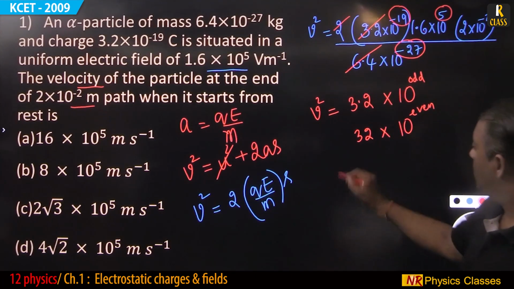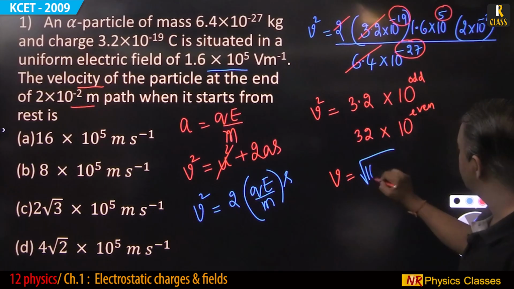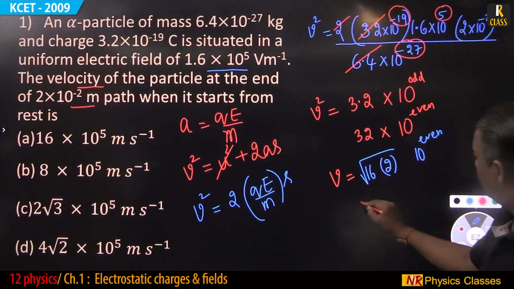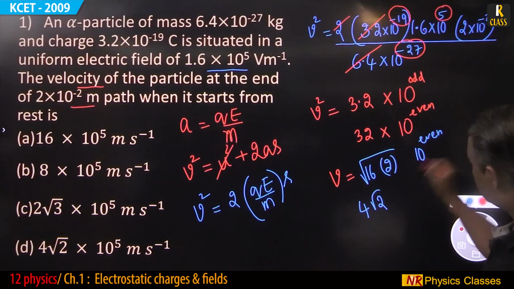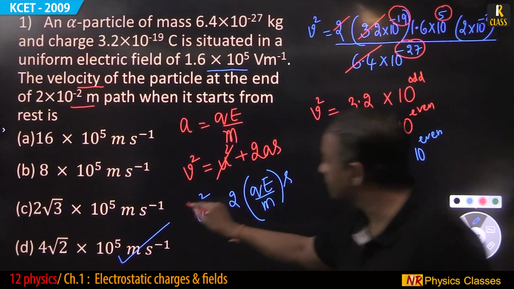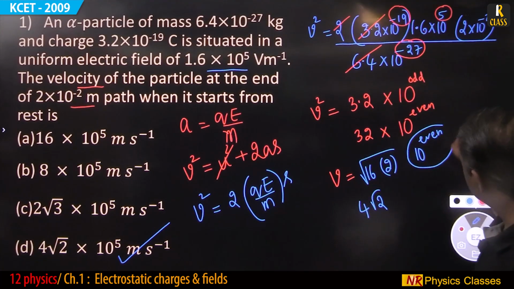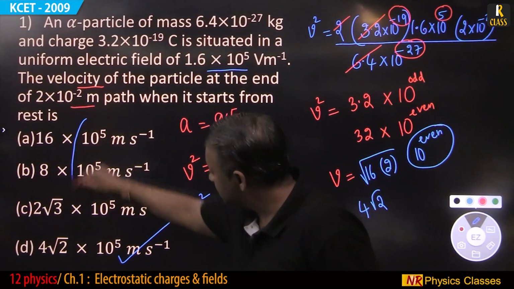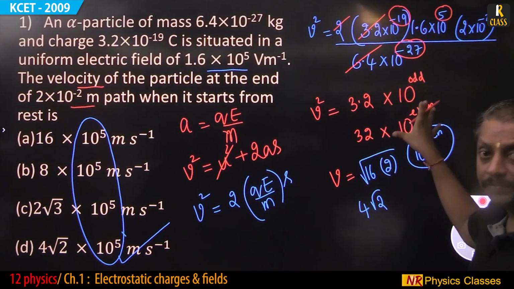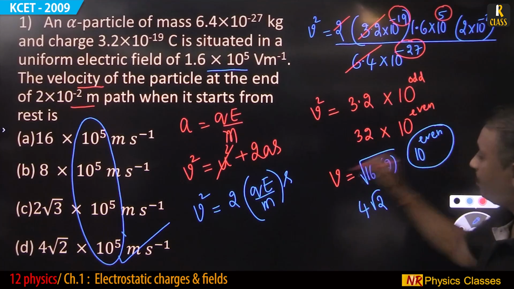Now velocity equal to root of 16 into 2 10 to the power of even number. See, 4 root 2. Don't worry about the 10 power. 4 root 2 is there in the options. Now you don't have to worry about this because they have given it is 10 to the power of 5. If you carefully solve this, you will end up with 10 to the power of 5. So it is 4 root 2 10 power 5.